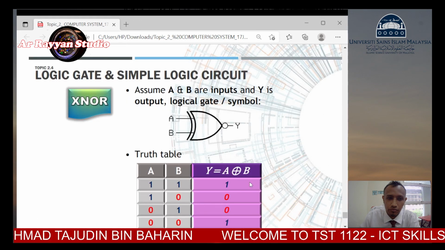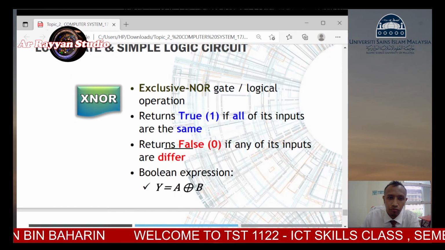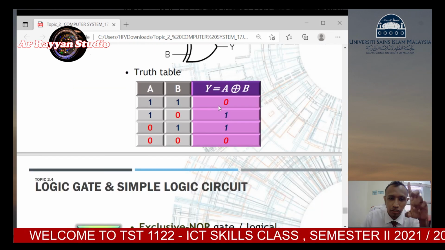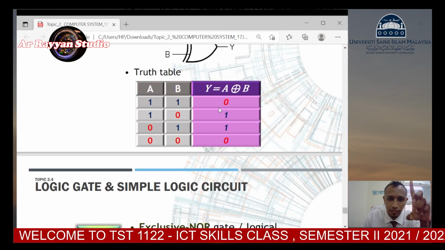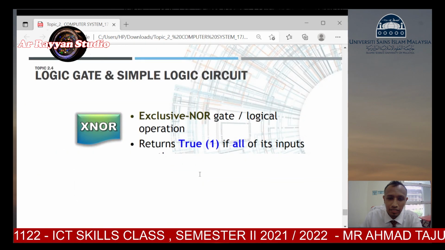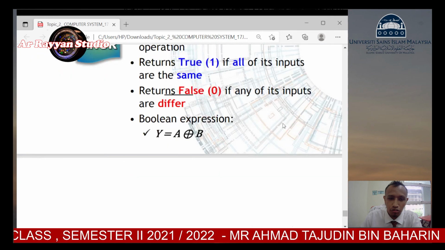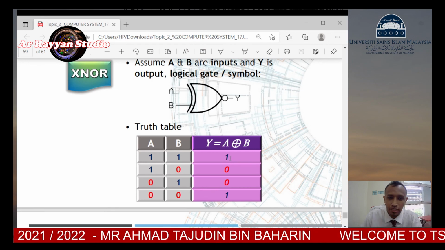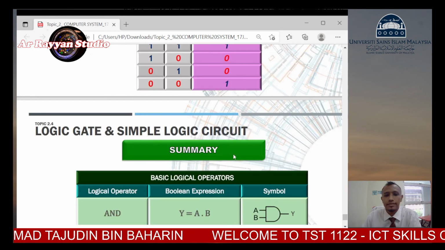XNOR ni adalah eksklusif XOR tadi tu tambah dengan NOT gate. Ni yang dari XOR ni, so dia tambah NOT gate. So jadilah XNOR. Kan? Bila dapat XOR dan kita NOT kan balik, NOT maknanya kita terbalikkan balik. Maksudnya eksklusif OR tambah NOT? Yes. Alright.